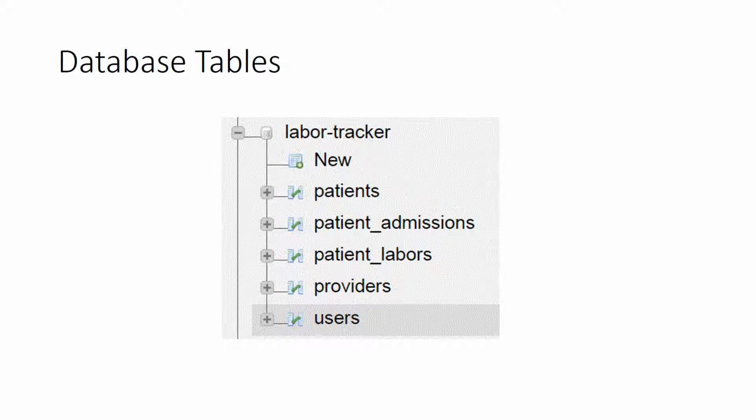As currently constructed, our database consists of 5 different tables. These tables are patients, patient admissions, patient labors, providers, and users, which stores the username and passwords for our patients and providers. Now, as we get deeper into implementation, we may discover new information that we need to store here, but this is what we have as of now.